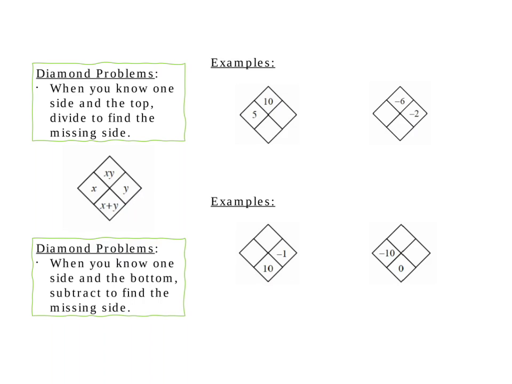What do you do when you know one side and the top, but you don't know the other side or the bottom? Well, you do the opposite of multiplying. The opposite of multiplying is? You said division. You are quite right. Let's take a look at this first example. We have a 10 up here at the top and a 5 on the side.